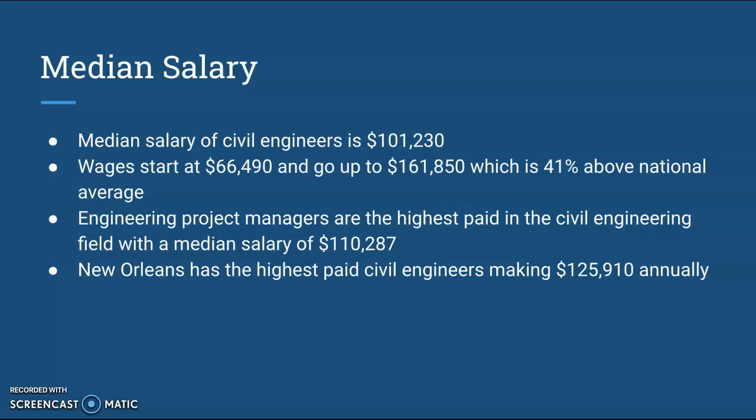And New Orleans has the highest paid civil engineers, making around $125,910 annually. So with this, we can conclude that civil engineers have a good salary overall. The best paid 25% made $115,110 in 2020, while the lowest paid 25% made around $69,100 in 2020 as well.